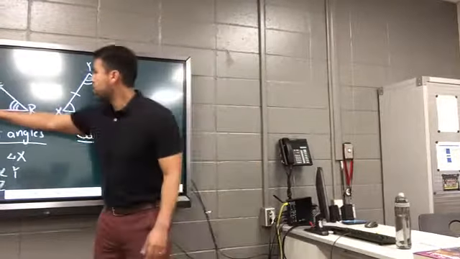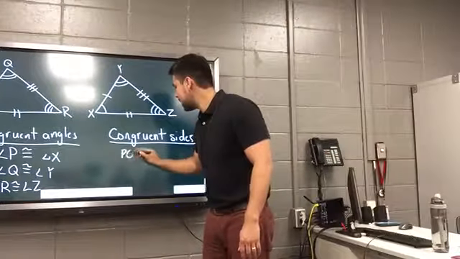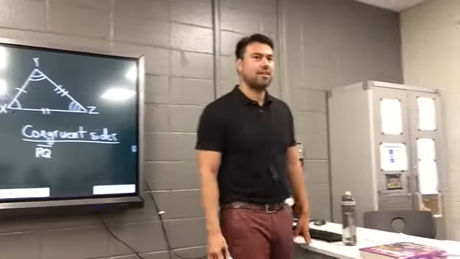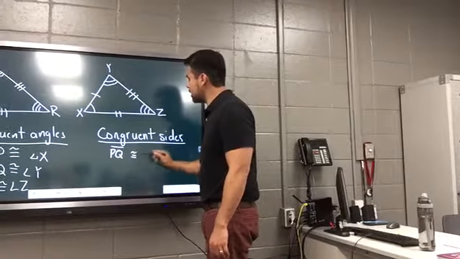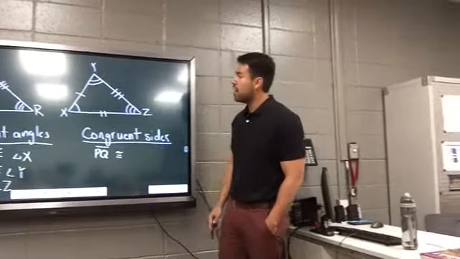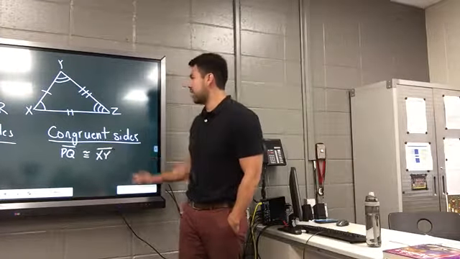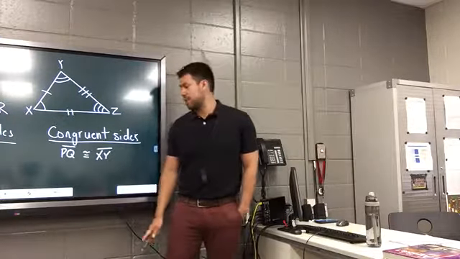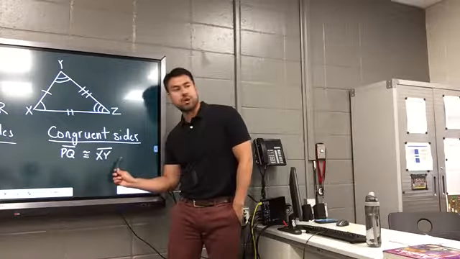Congruent sides. Okay, segment PQ. Do you remember that little bar up top? What does that mean? That PQ is a line segment. So it's a segment. Segment PQ is congruent to segment XY. All right, guys, I'm going to pause here for just a moment. Are you guys okay with saying segment PQ is congruent to segment XY?